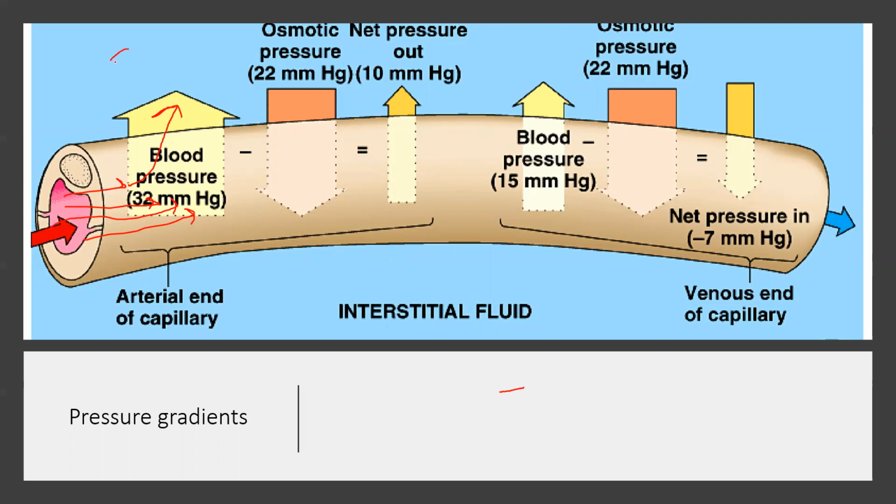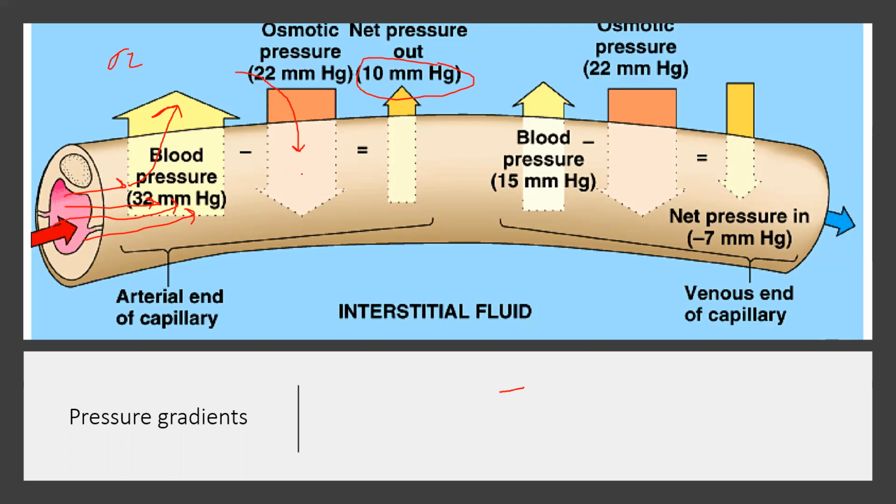And it's going to let its oxygen come out, and nutrients come out, right? But you still have this osmotic pressure bringing some of the blood back in, though it's not as great. So a net pressure of about 10 millimeters of mercury is pushed out. So some blood and some liquid is pushed out on the arterial end.